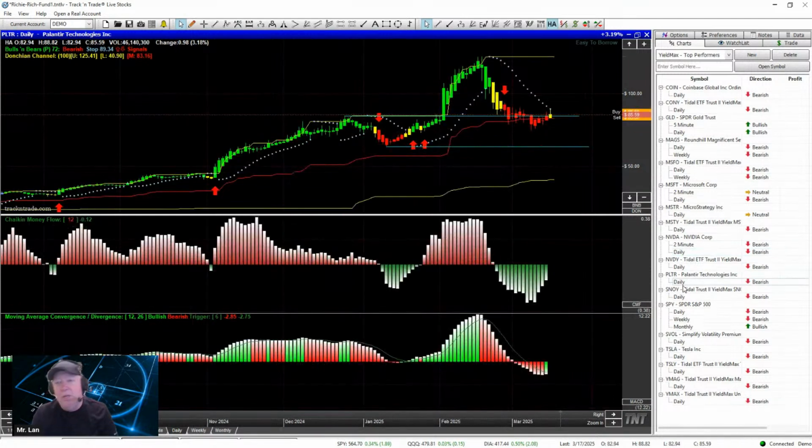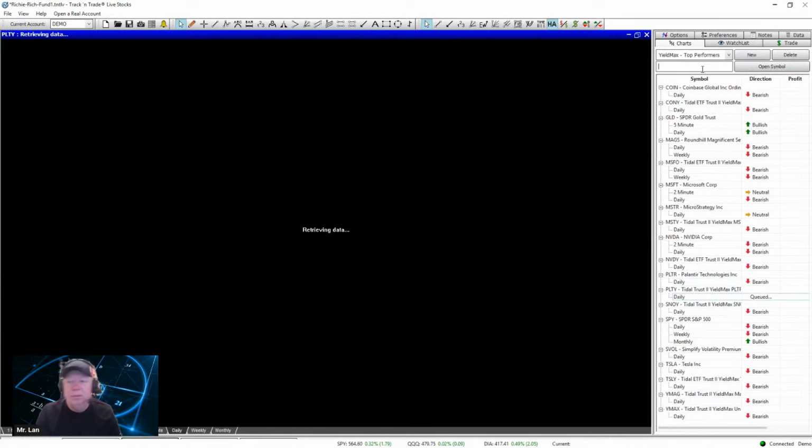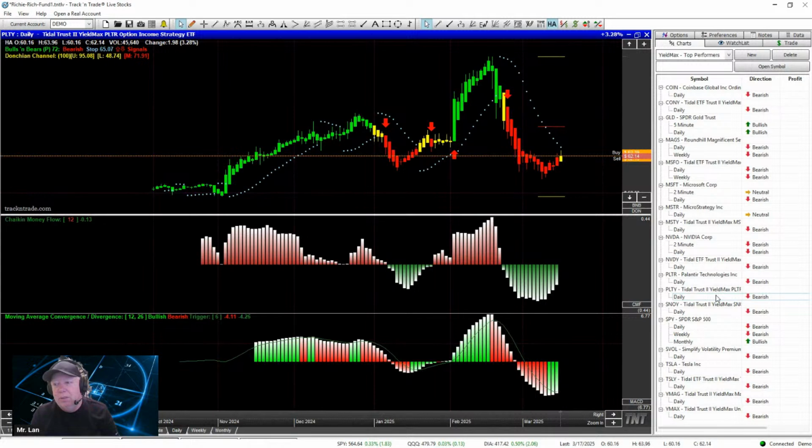All right. Let's go look at PLTR. This is Palantir. Now, Palantir actually has a dividend version too. What is it? I think it's PLTY. PLTY. But yield max. There it is. So that's the PLTY version.